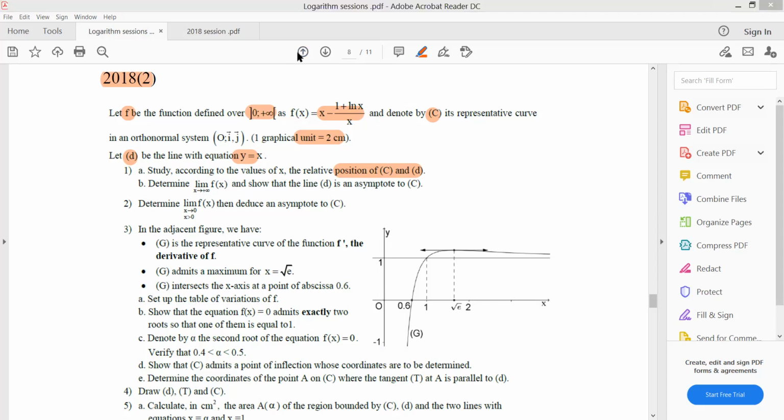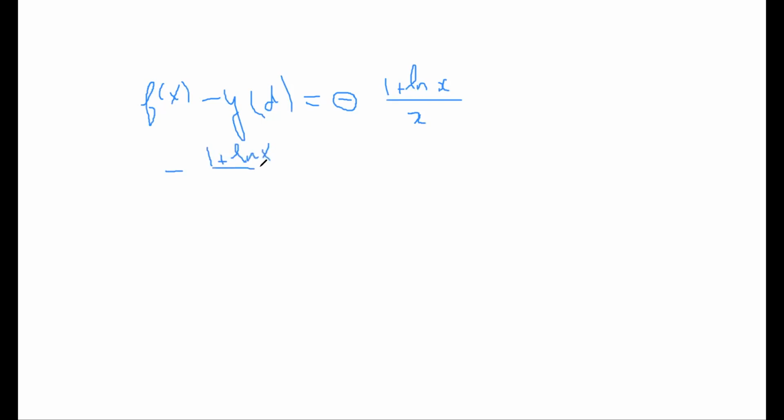f(x) minus y_D equals minus (1 plus ln x) over x. So pay attention, this minus doesn't mean that this expression is negative. So we have to solve it equal to 0. We solve minus (1 plus ln x) over x equals 0.